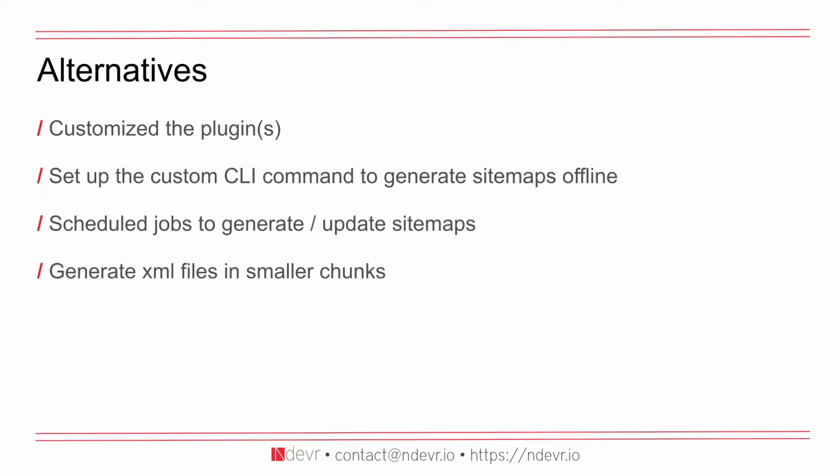And since we customized the community plugin, we started to actually maintain this plugin ourselves. We set up a bunch of custom WP CLI commands to generate the sitemaps offline, because that was the heavy lifting we had to deal with. We tried different ways to do it, like a scheduled job to generate the sitemap in the background offline. And we tried to chunk the XML files into smaller files so that it would run faster.